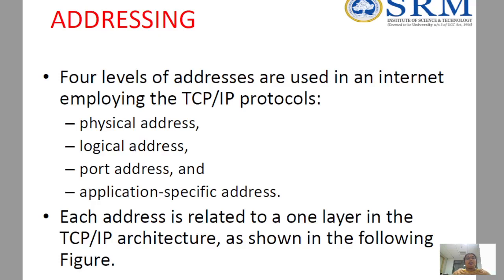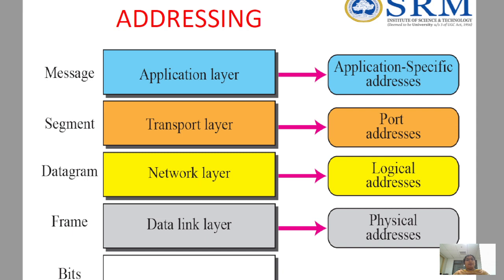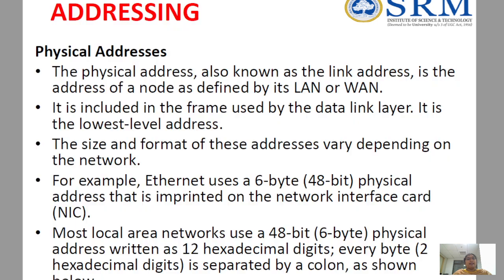So now we are going to see about the addressing in the network. Four levels of addressing are used on the internet employing the TCP/IP protocols. They are physical address, logical address, port address, and application specific address. Each address is related to one layer in the OSI model of architecture, which uses the TCP/IP architecture as shown in the figure below. So the data link layer uses physical address, the network layer uses logical address, the transport layer uses port address, and the application layer uses application specific address. Now we are going to see about these in detail in the following slides.